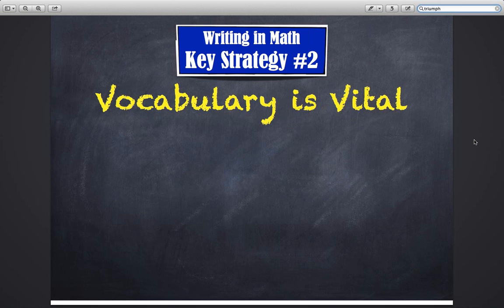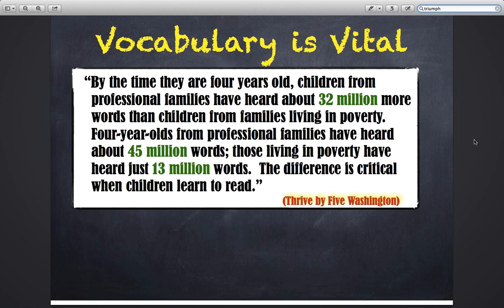The second key strategy for writing in math is that vocabulary is vital. Vocabulary, vocabulary, vocabulary. Students who don't understand the vocabulary that we use in math class tend to not do as well as the students who do.